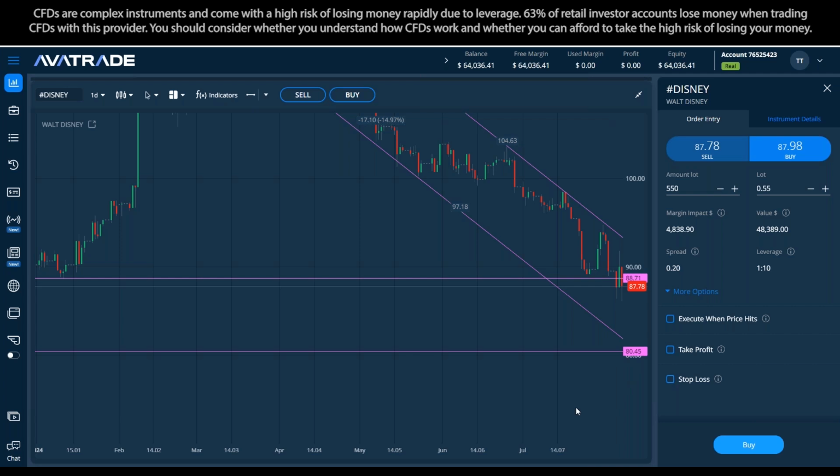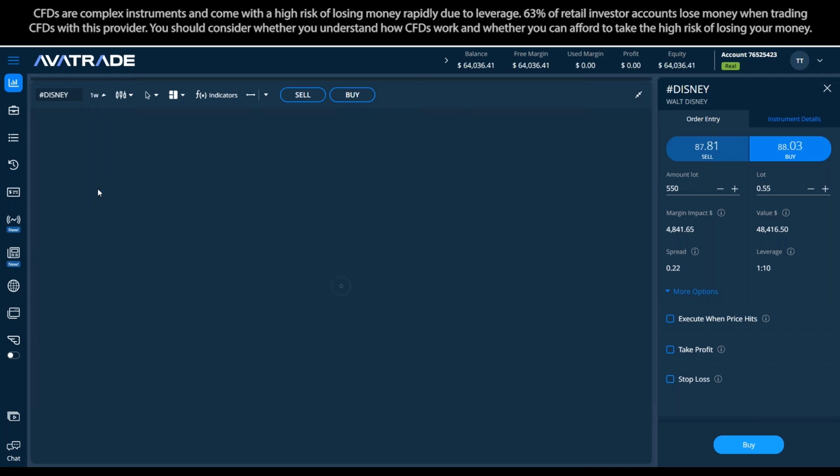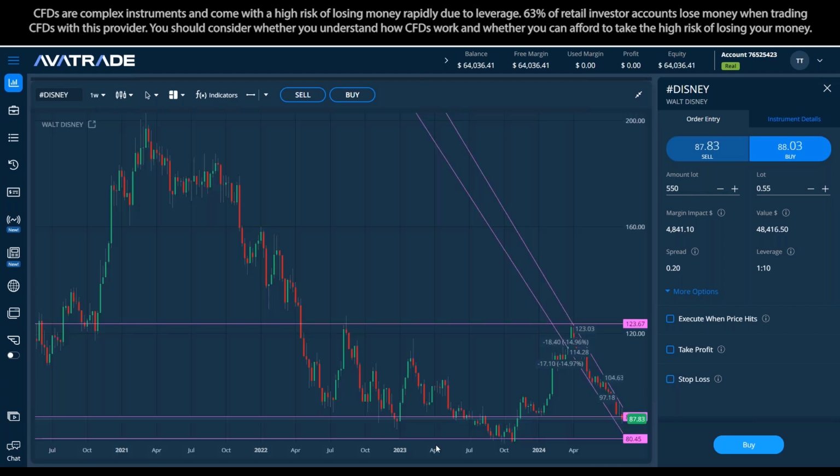And from a technical perspective, it's a classic broken support on the one-day candles, and the next support level, if we go to 1 week candles, you will see is down here.